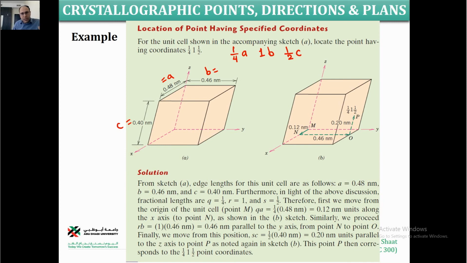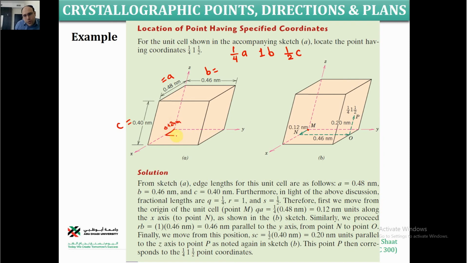A is conjugate to X axis, B conjugate to Y, C is conjugate to Z axis. Make sense? So you should move quarter of A. If you divide 0.48 over 4 or multiply times quarter, this is going to give us 0.12 nanometer. It means that, starting from the 0, you should move parallel to x 0.12 nanometer along x. Then you're going to move parallel to y, so you're going to move a distance 0.12 nanometer.